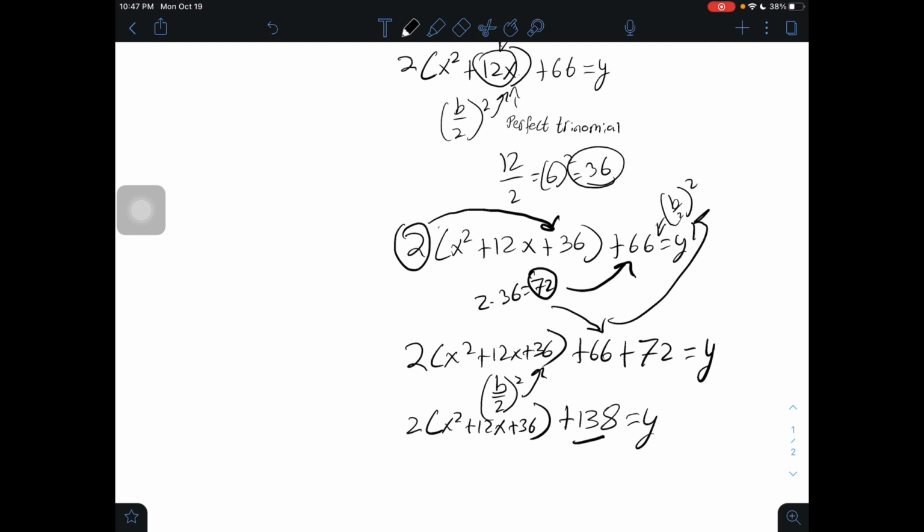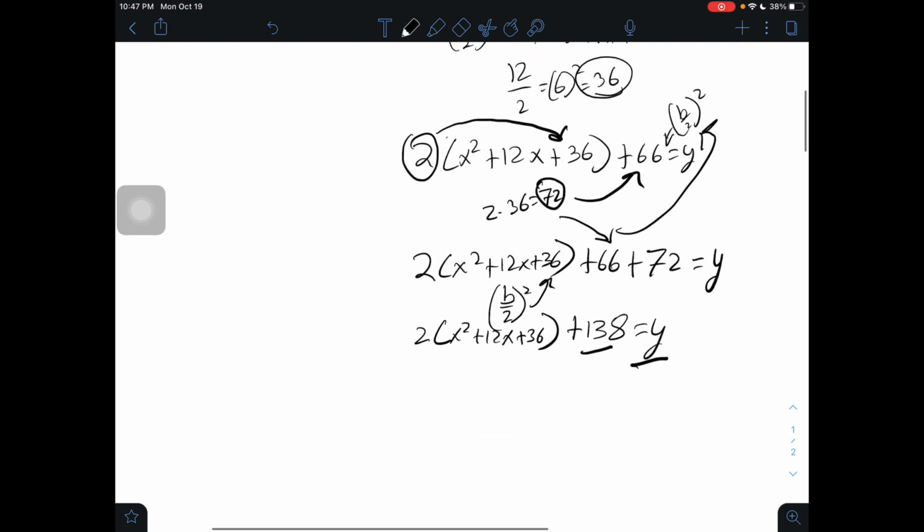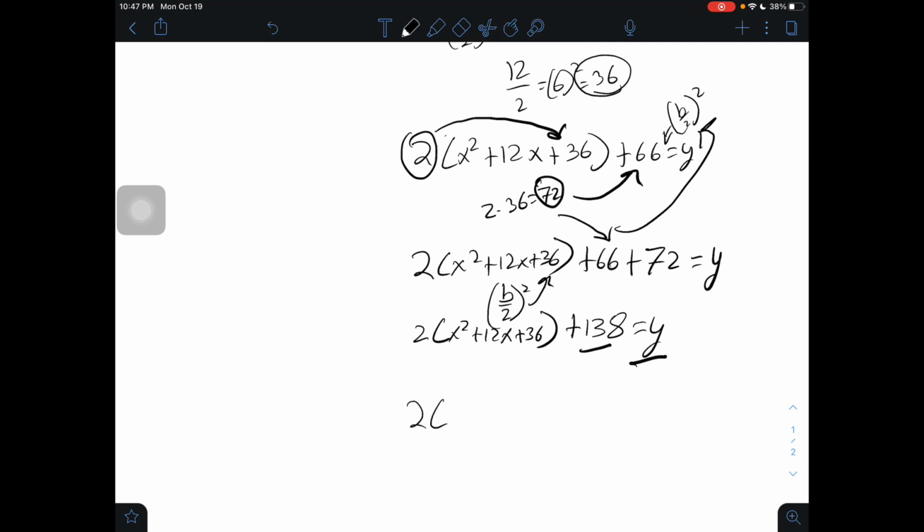We're not going to touch this 138. We're not going to touch this y. So now, what we're going to do is we have 2 times, and now our b term divided by 2 was 6. So we're going to keep our x, and then this 6 was positive, right? Because positive 12 divided by 2 equals positive 6. Plus 6 squared plus 138 equals y. This is the vertex form for this particular vertical parabola.